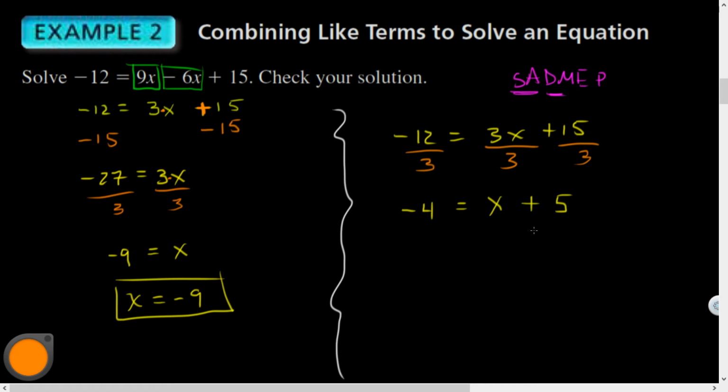It's completely okay. And how would you solve this for x? How do I get x by itself in this case? I would subtract 5 from both sides, and I do in fact get the same answer. So in this case, you could have chosen to divide both sides first, and because everything's divisible by 3, you didn't have to deal with the fractions, and it's not the worst thing in the world.